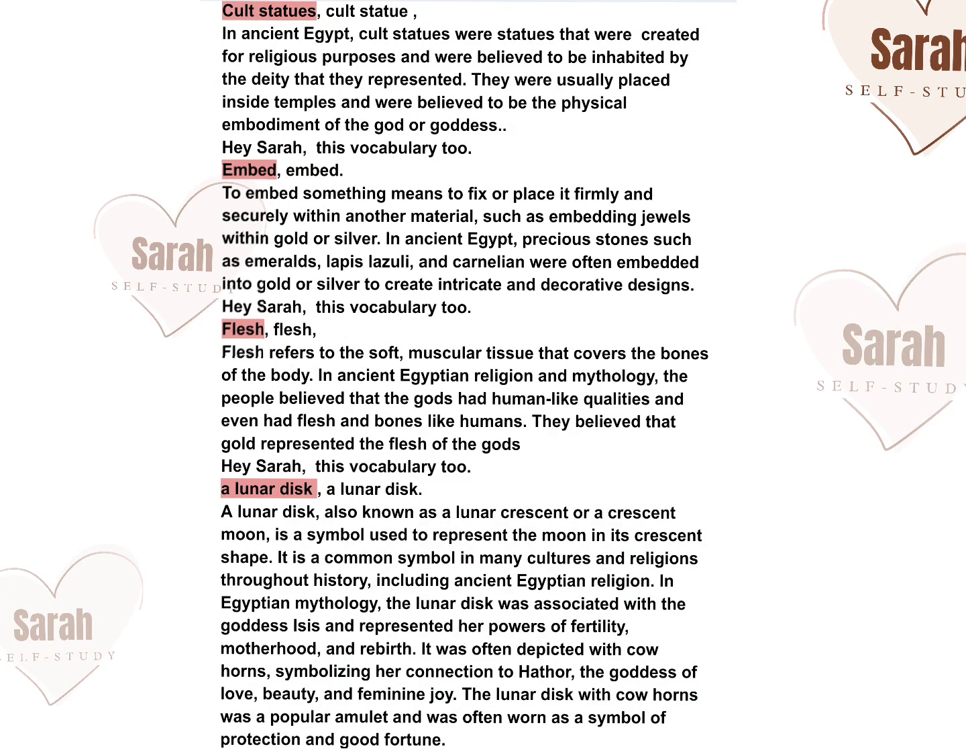In Egyptian mythology, the lunar disk was associated with the goddess Isis and represented her powers of fertility, motherhood, and rebirth. It was often depicted with cow horns, symbolizing her connection to Hathor, the goddess of love, beauty, and feminine joy. The lunar disk with cow horns was a popular amulet and was often worn as a symbol of protection and good fortune.